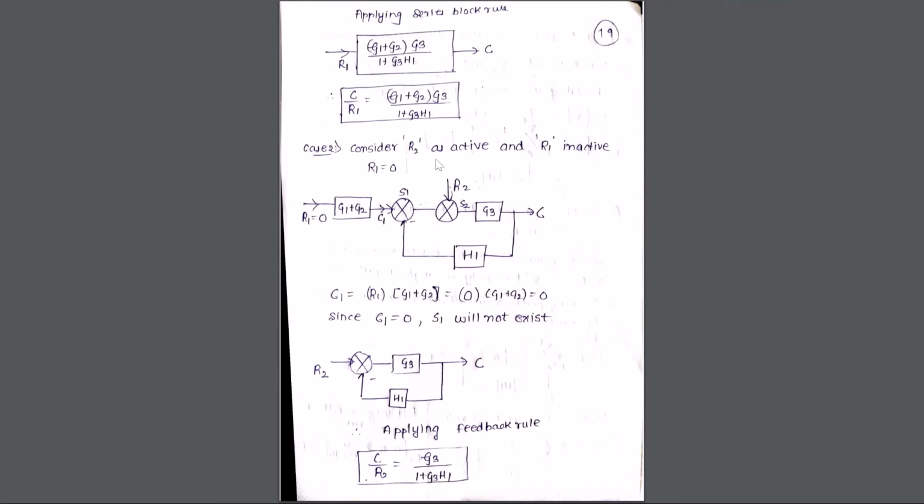Then if R2 is active, R1 is 0. The C1 will turn out to be 0. Summing point can be removed again because it will have only one active input. It will reduce to this point, R2, G3, C, H1 negative feedback will come to this summing point, S2, and you can find out the final answer. So this is it from my side for block diagram reduction.